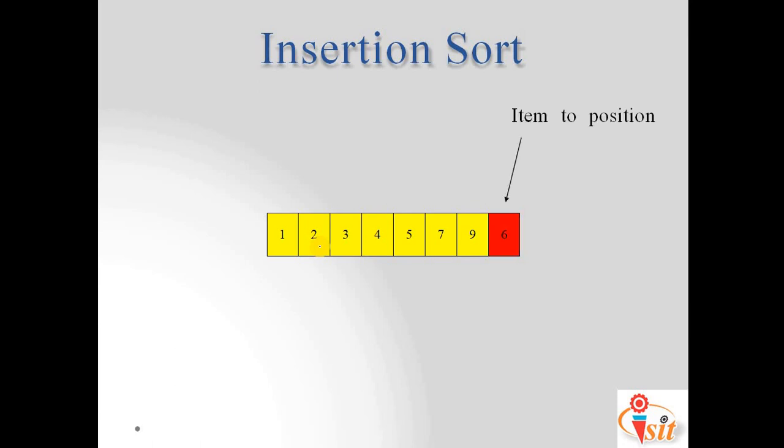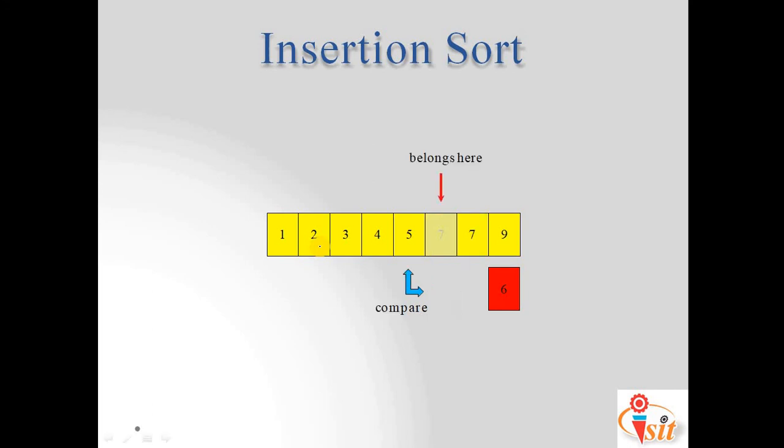From the unsorted subarray, the last element is 6. Now the last element we need to insert into its proper position in the sorted subarray. First 6 is going to be compared with 9. Here 6 is the smallest element, so 9 will be moved to the next position. Again 6 is going to be compared with 7. 6 is the smallest element, so 7 will be moved to the next position.